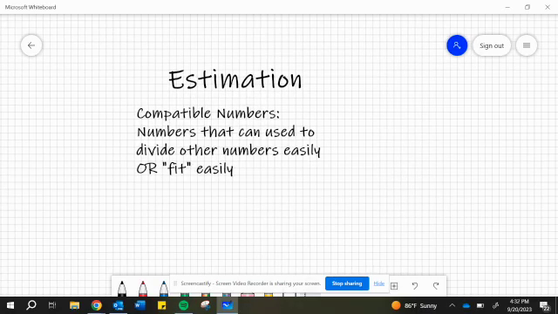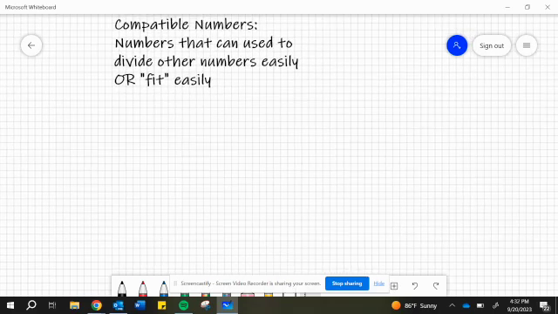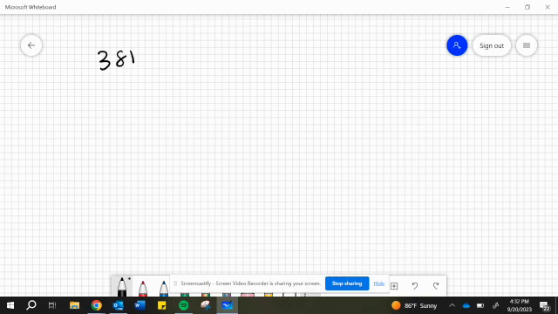Now, estimation. We have to change our numbers into compatible numbers, numbers that can be used to divide other numbers easily or fit easily into each other. Let's get started. Our first example is 381 divided by 91.